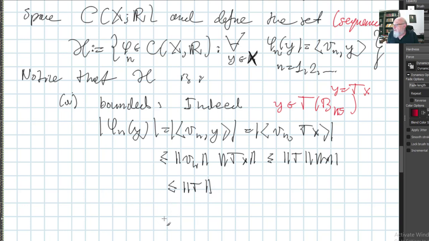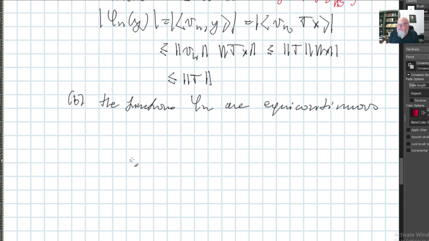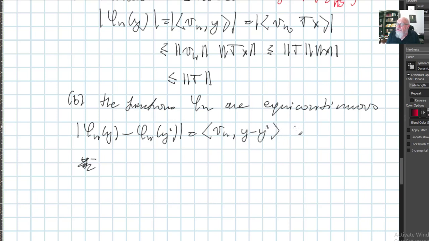And they are also equicontinuous, B, the functions phi n are equicontinuous. And indeed, we can check it. Let's do it again. We just write it down, phi n of y minus phi n of y prime. Yeah, we can rewrite it again, the same thing. So that's exactly equal phi n of y minus y prime. By the above condition, you can see that this one will be smaller equal the norm of v n times the norm of y minus y prime, and that one is smaller equal to the norm of y minus y prime.